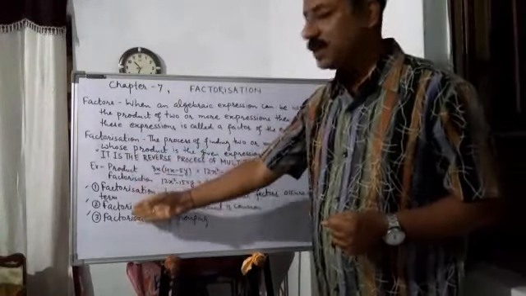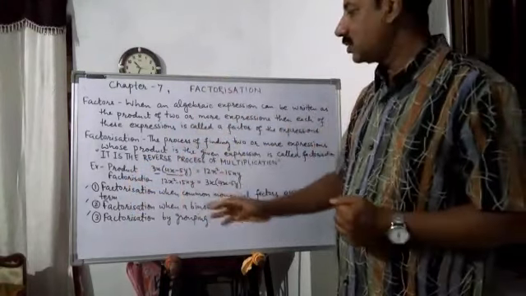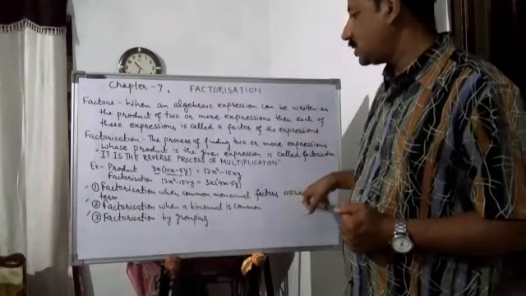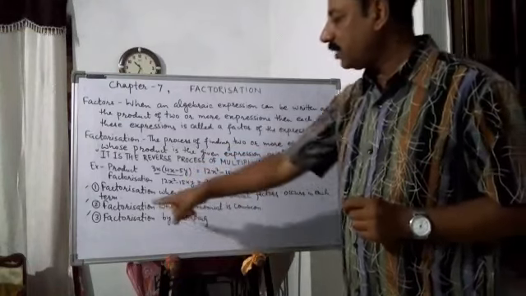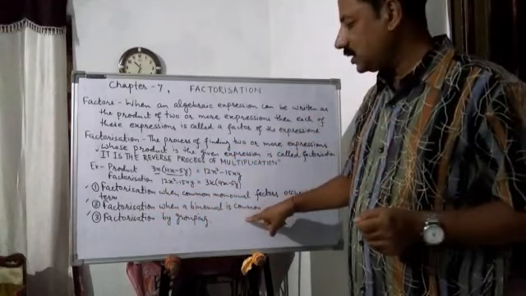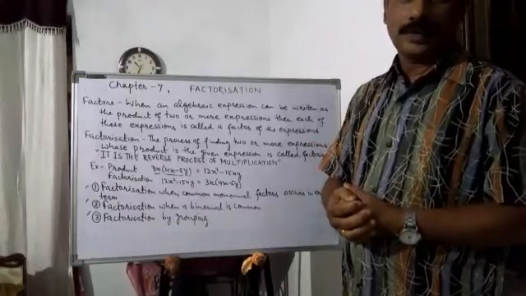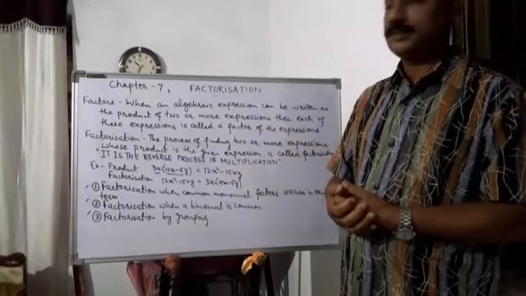Now here are the three conditions in which we have to apply factorization. First condition: factorization when a common monomial factor occurs in each term. Second condition: factorization when a binomial is common. And the last one is factorization by grouping terms. Okay, then we should proceed to our exercise 7.